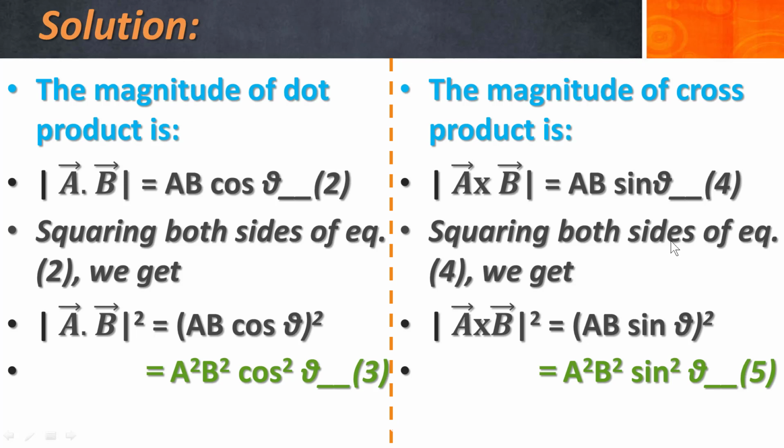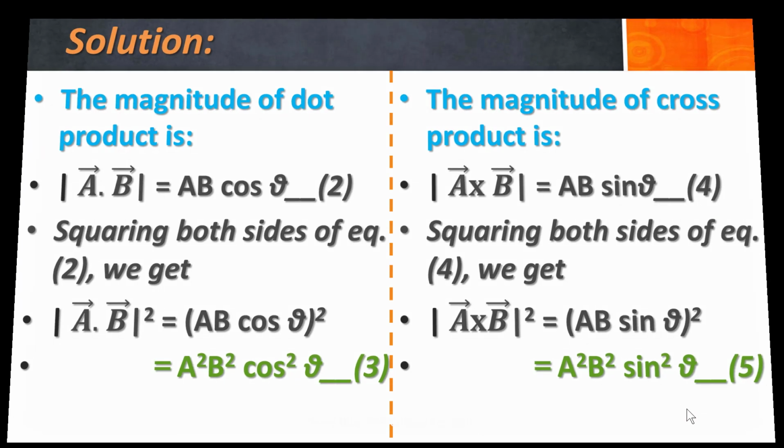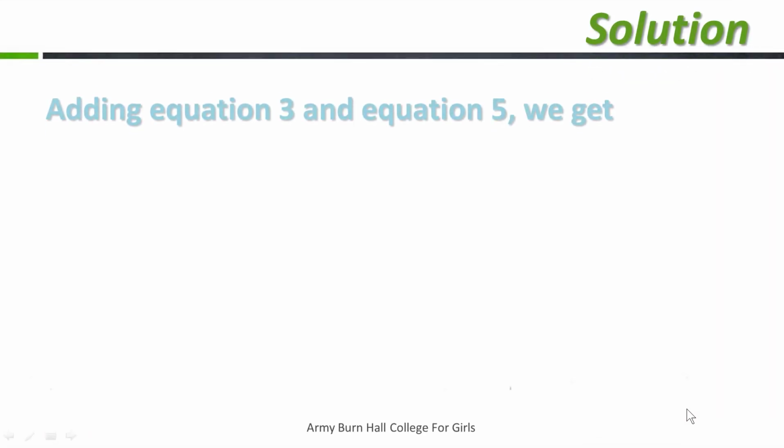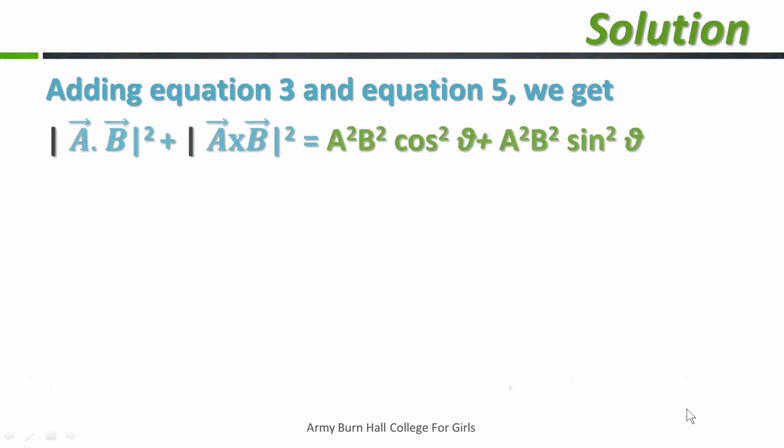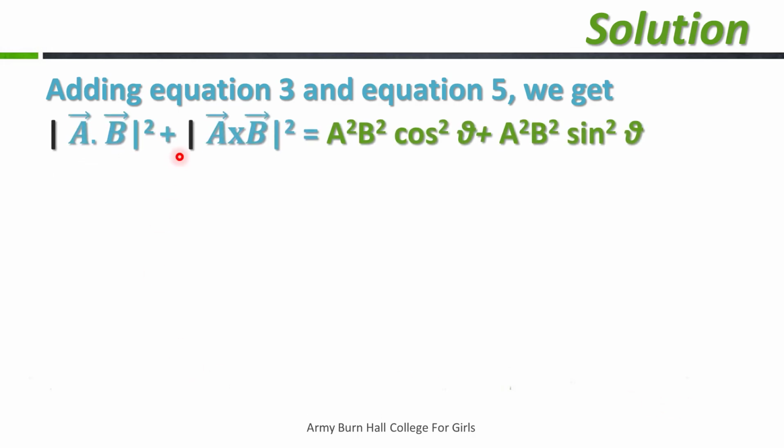Now in the next step, we need the sum of these two terms. We have to add these two terms. Left hand side will be added to left hand side and right hand side to right hand side. So by adding equation 3 and equation 5, we get a dot b whole square plus a cross b whole square is equal to a square b square cos square theta plus a square b square sine square theta. We have added left hand side to left hand side and right hand side to right hand side.